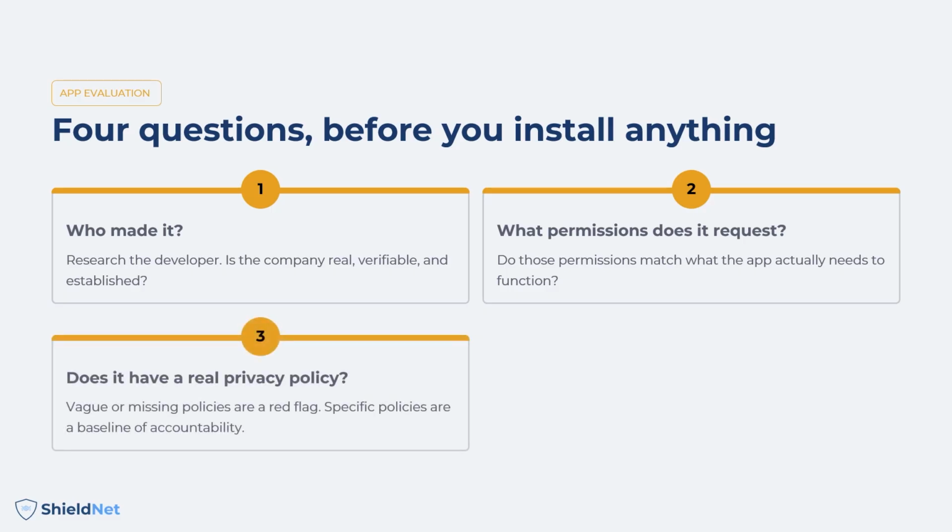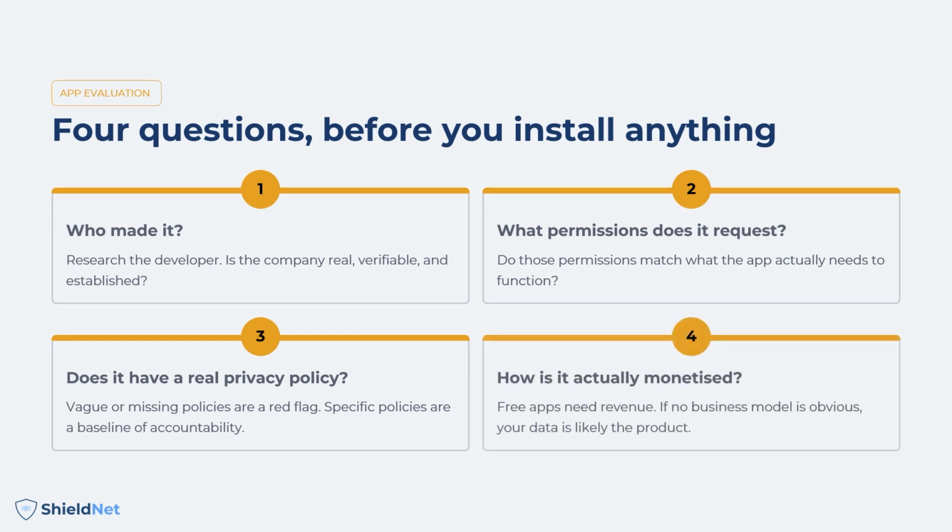Does it have a privacy policy? Green, a clear, accessible policy that explains what data is collected and why. Red, no privacy policy at all, or a clearly generic template that claims to share data with partners without naming them. How is it monetized? Green, a clear paid model or a transparent freemium structure. Red, free with no obvious revenue source, or a business model that is unclear or unstated, particularly for free apps in categories where development costs are substantial.